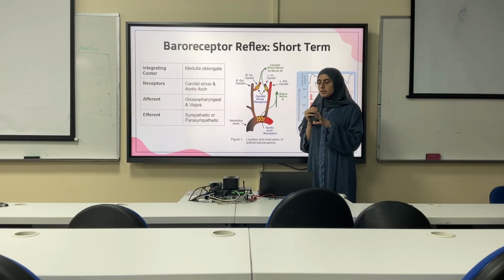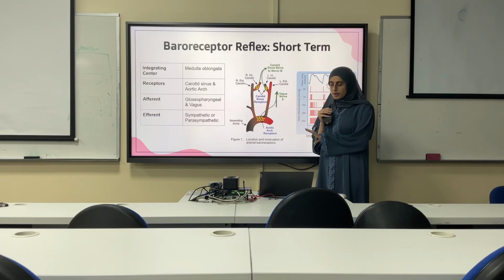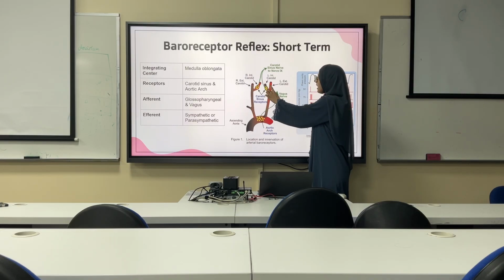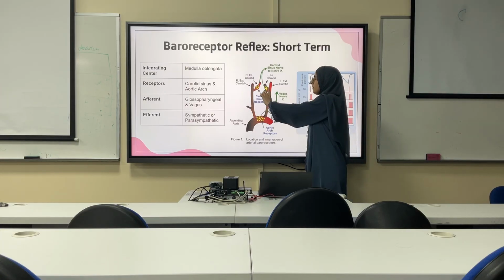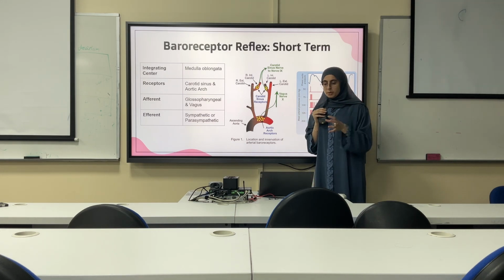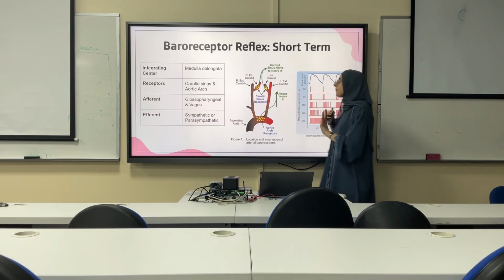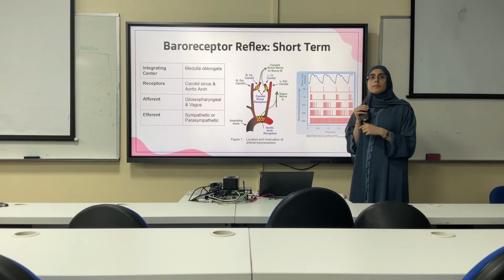Now, the short-term reflex is going to be the baroreceptor reflex. This one, if we apply what we just said, its integrating center is going to be in the medulla oblongata. The receptors are going to be these two, the ones present in the aortic arch and the ones present in the carotid sinus. The afferent one is going to be the glossopharyngeal for the carotid sinus, while for the aortic arch it's going to be the vagus nerve. They are going to transport this information to the medulla oblongata, and then based on the reference point, you're either going to get an activation in the sympathetic or the parasympathetic.